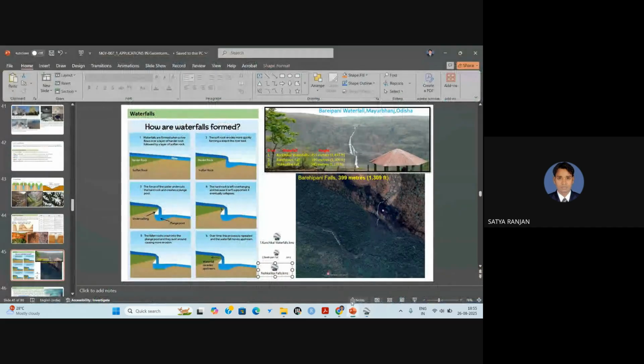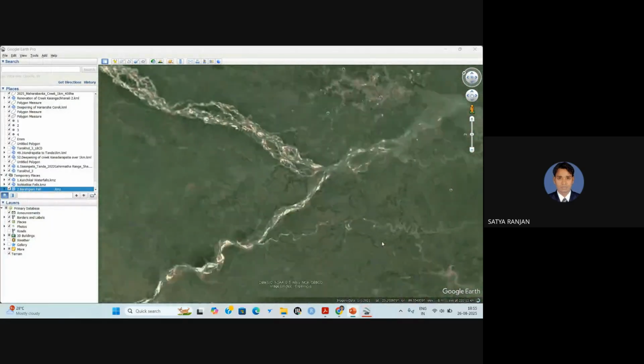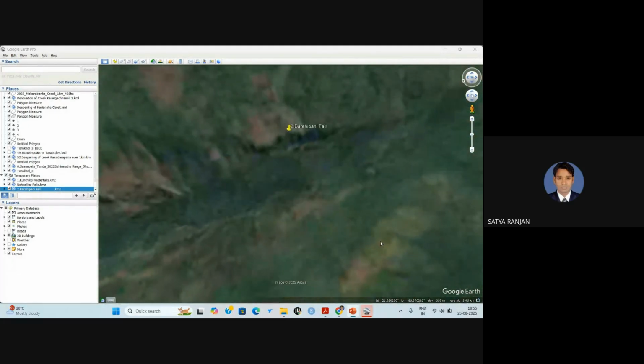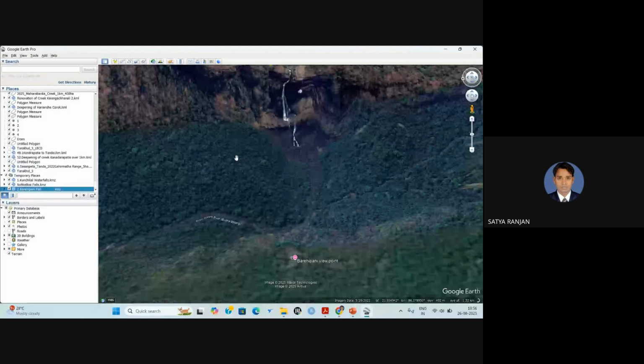So another site is there. One Borepani is there, I will just show you. This is the second largest waterfall. In this image, there is no visible boundary between the soft and hard rocks. So based on the different landscape, this is the hard rock. It is seen in these areas.